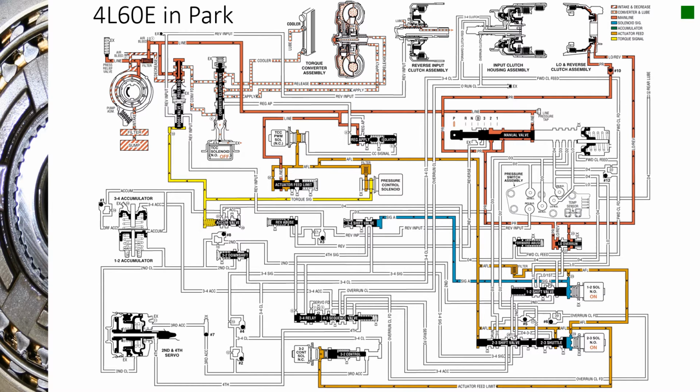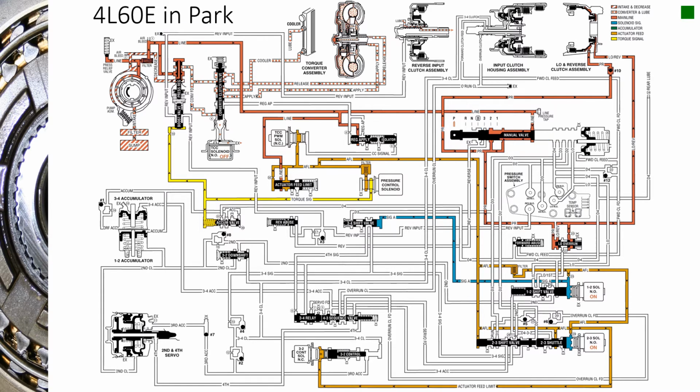For example, right now we've got the 4L60E in the park position. You can tell it's in the park position because if you look at the manual valve, the way it's laid out here, the pin where the link goes through is lined up with the P position. So as we go through these different gears, you'll see it move. This pin will be lined up with reverse, neutral, drive, 3, 2, 1 as we shift to these different gears.